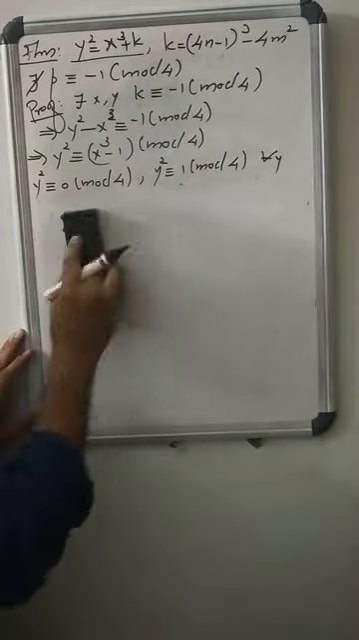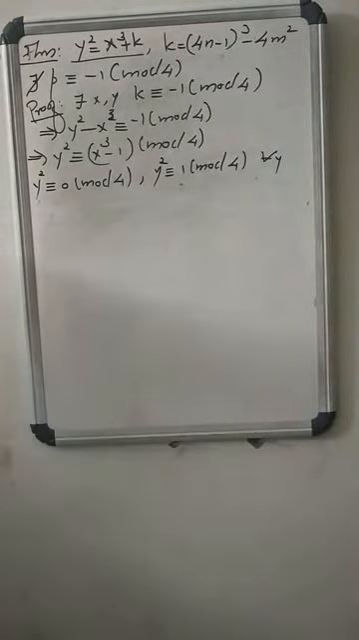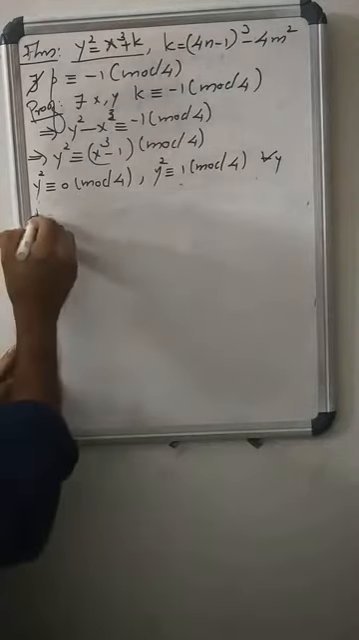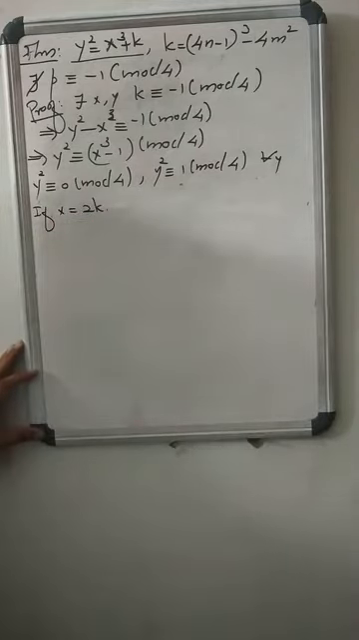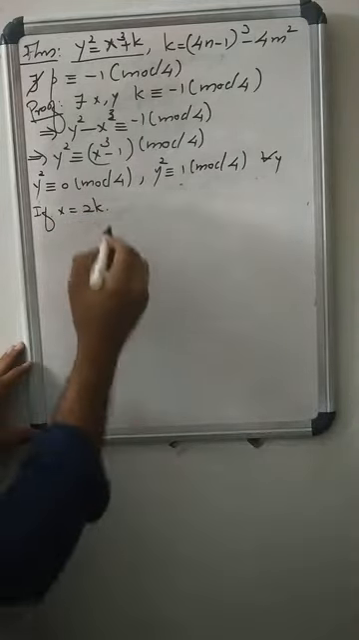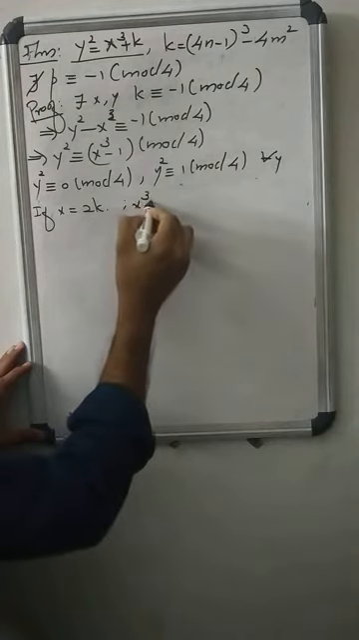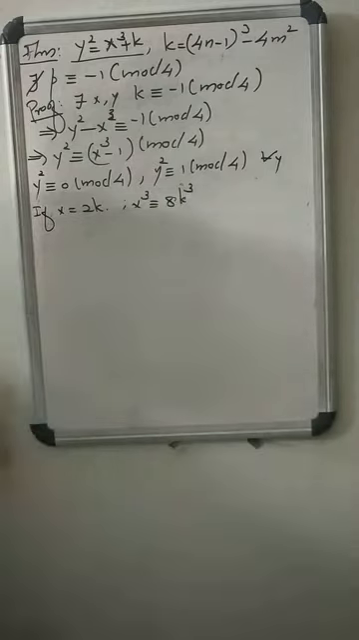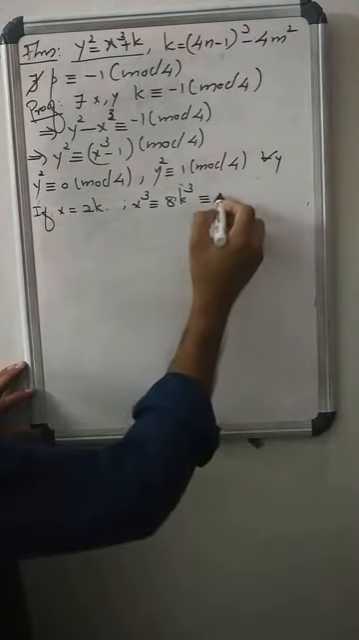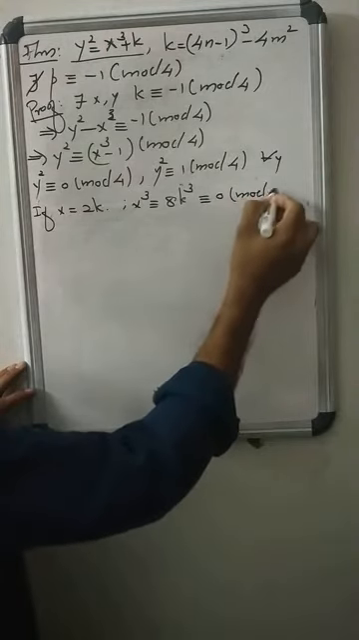That is true for every y. Agreed? Now, if x is even, what happens? If x equals 2k, x is even. When x is even, what is x cube? x cube equals 8k cube. Agreed? 8k cube is always congruent to 0 mod 4.